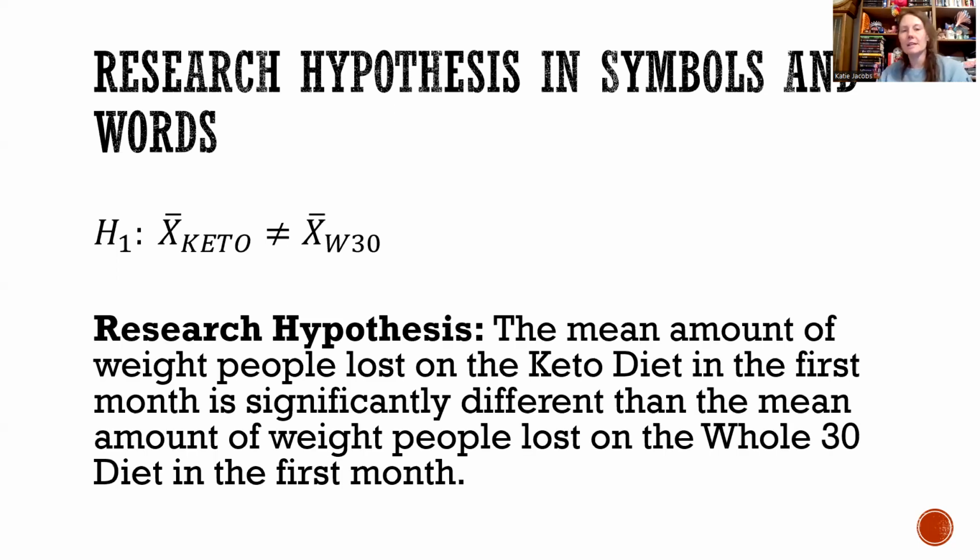So if we wanted to translate those symbols into words, we have the research hypothesis: the mean amount of weight people lost on the keto diet in the first month is significantly different than the mean amount of weight people lost on the Whole30 diet in the first month. That's really wordy, and I made it a little more wordy than it needed to be, mostly so that you could see the format. When you write your research and null hypotheses, there are likely to be slightly different ways to word it, so yours may not be the same as your peers'. It just has to cover what we're saying, and here we're saying they're not equal to each other, right? There are different ways that you could say that.